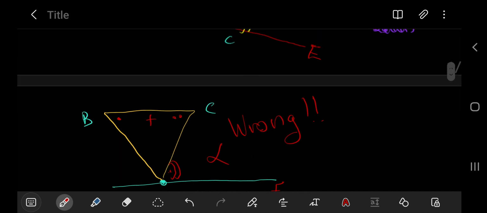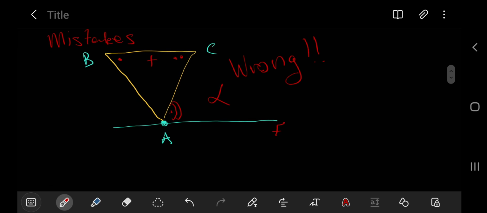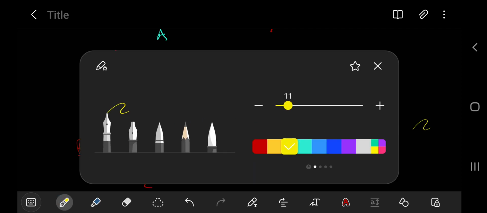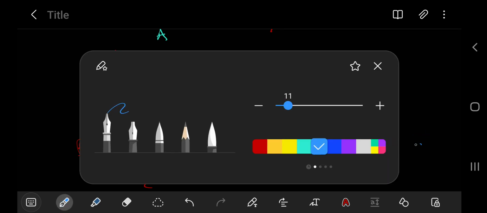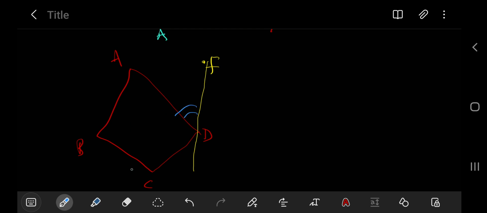So that is wrong. And another mistake that learners make on a cyclic quad is that you might have a cyclic quad like that, right? And let's say that is A, B, C, D. And then you have a line passing maybe through D, for example, which is up until F. And then you might find a learner saying that, okay, I have an exterior angle here. So that exterior angle is equal to the opposite interior angle, right? This is wrong.